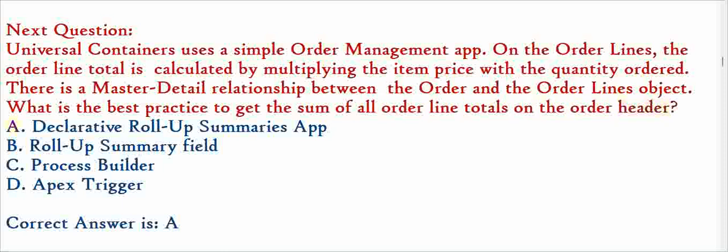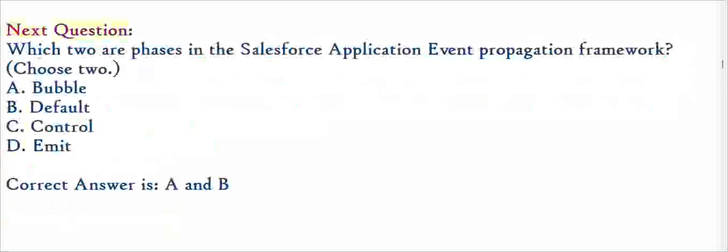A. Declarative Roll-Up Summaries app. B. Roll-Up Summary field. C. Process Builder. D. Apex Trigger. Correct answer is A. Next question.